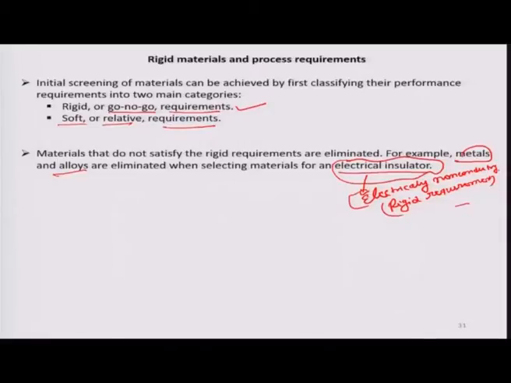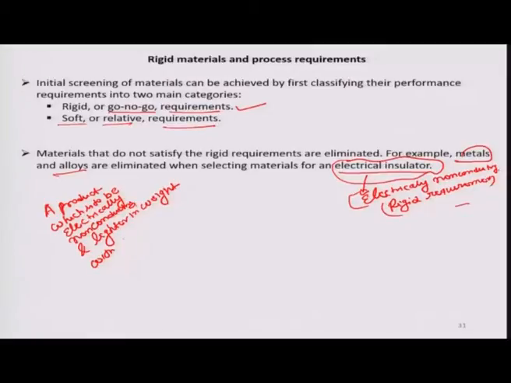Now suppose you are going to make a product which is to be electrically non-conducting, lighter in weight, and inexpensive. It means you have three requirements.